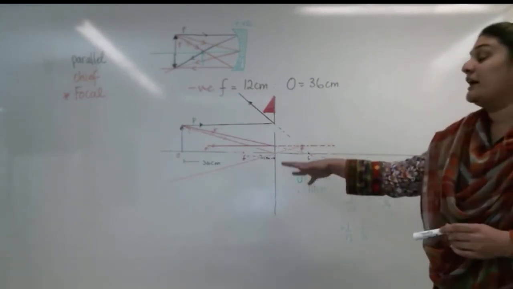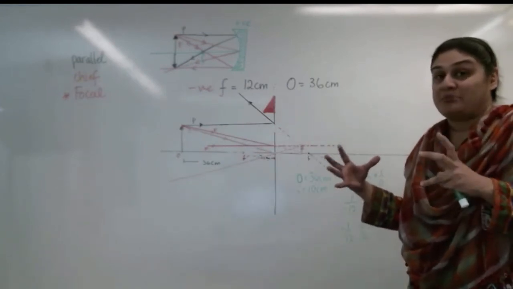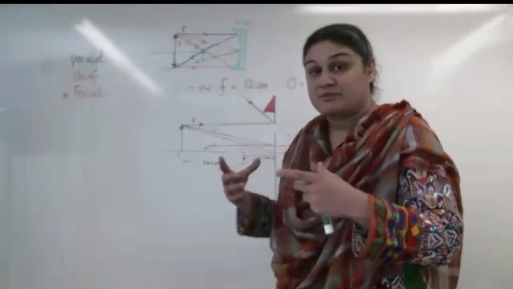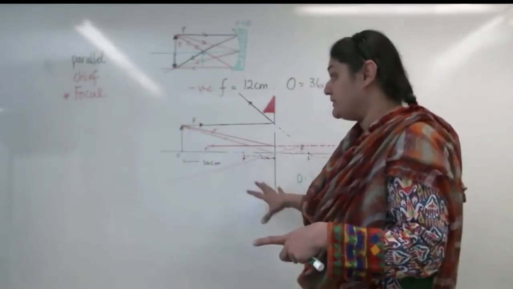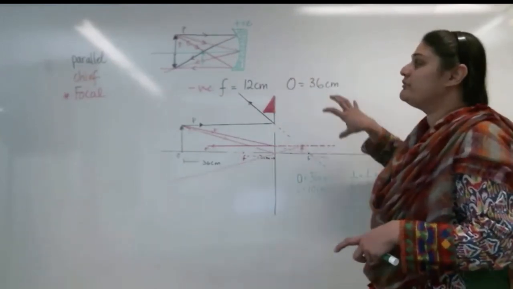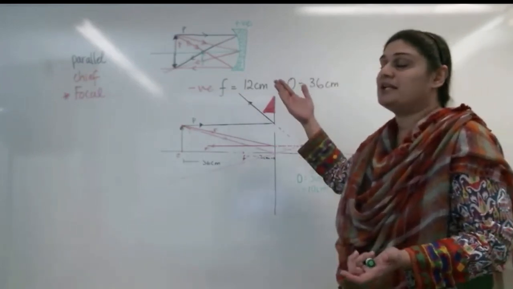Okay? Again, remember, I'm doing this on the board, so I can't be that precise. You, on the other hand, have to do it on a piece of paper, so you have to be really, really precise. But this gives you a sort of idea of how the different rays behave in different scenarios. You just have to remember parallel, chief, and focal.